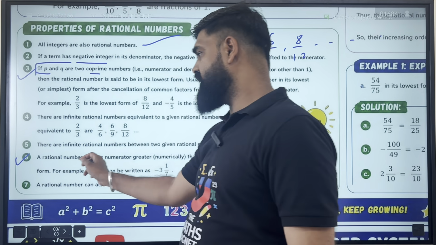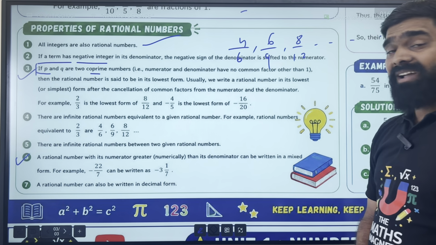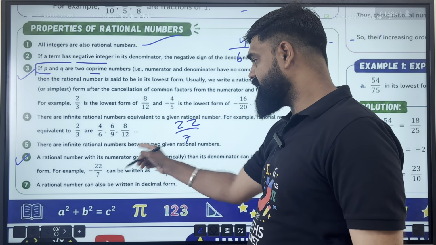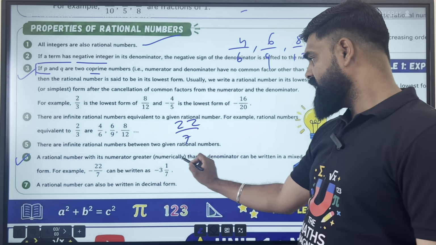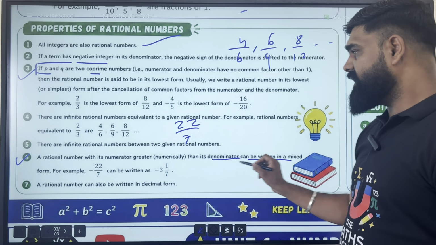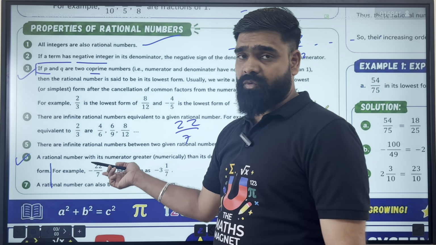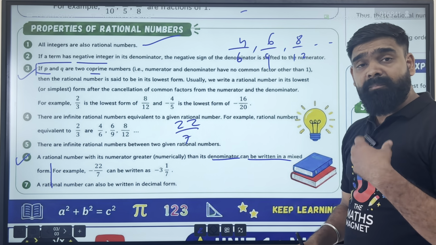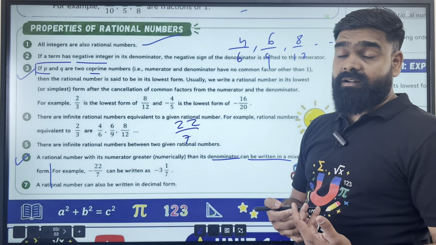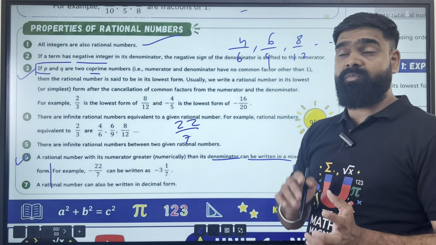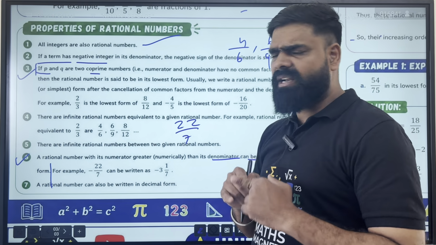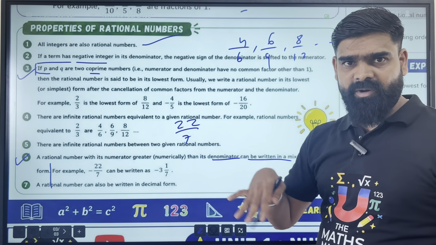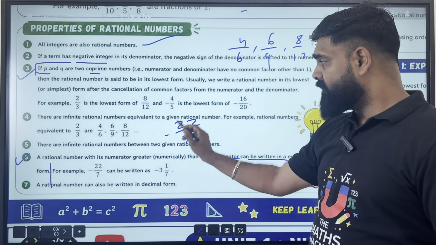Here we have rational numbers with numerator greater than the denominator. Suppose we have this example 22 by 7. The numerator in this case is greater than the denominator, so it can be written in the mixed form. For example, we have minus 22 by 7. We can write this rational number in the mixed form, but the condition is that the denominator must be less than the numerator. So we have minus 22 by 7.